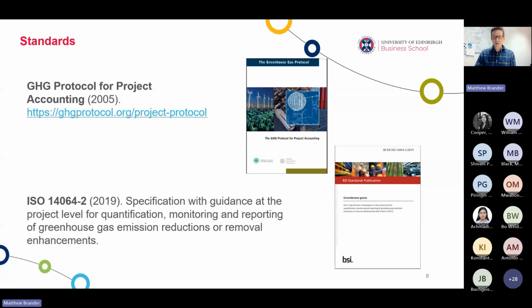And just by way of a digression, the GHG Protocol and ISO have now agreed to team up on their suite of greenhouse gas accounting standards. So the GHG Protocol will also be involved now in the revision of 14064 Part 2.